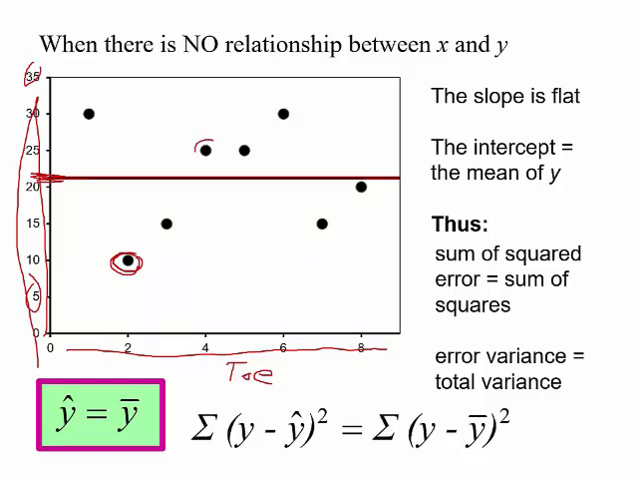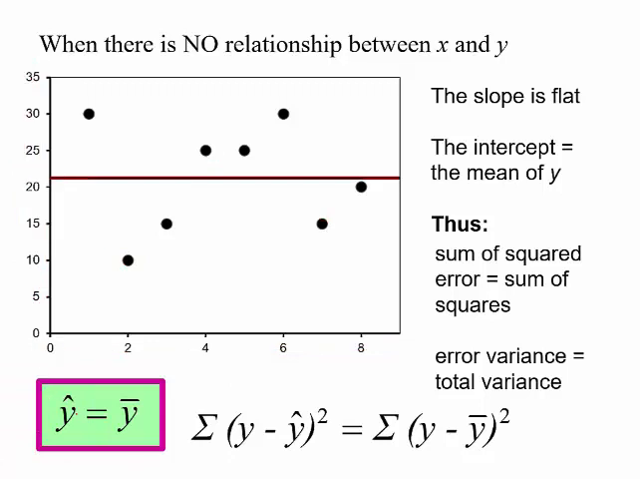Here is someone up here. This person had a toe size of 4. What do I predict for bunny rabbit liking? Well, I predict 22. The same thing. No matter what your big toe size is, I simply predict the same thing. I predict the mean of Y for every single person, because big toe size has nothing to do with how much you like bunny rabbits.